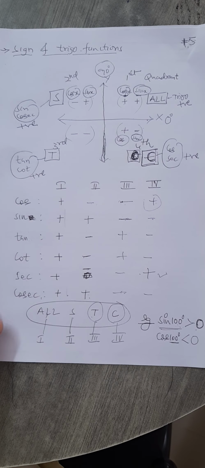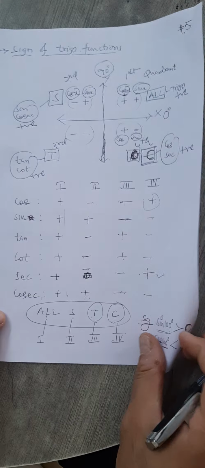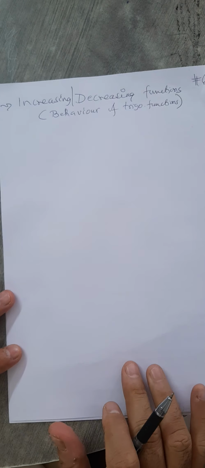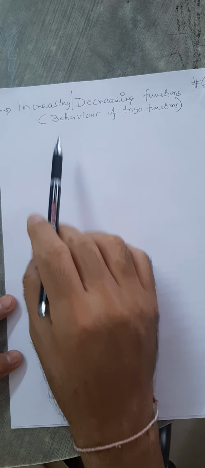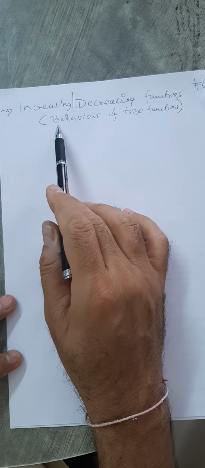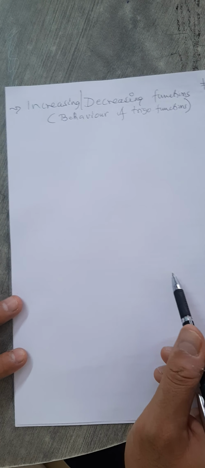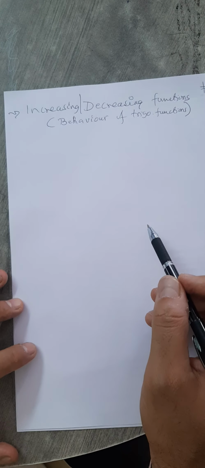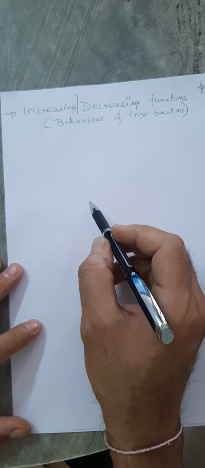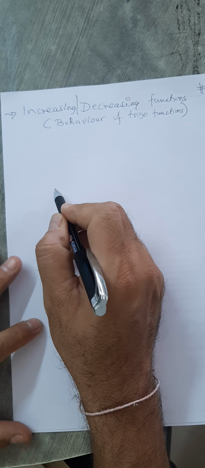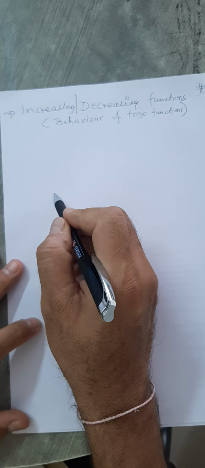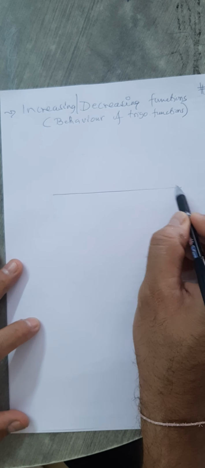Okay, so that's one thing. Next part is here. The next theory portion is increasing and decreasing functions, that is, we want to write the behavior of trigonometric functions. This would be useful even to draw the graph of the functions. So again I would come to the unit circle.